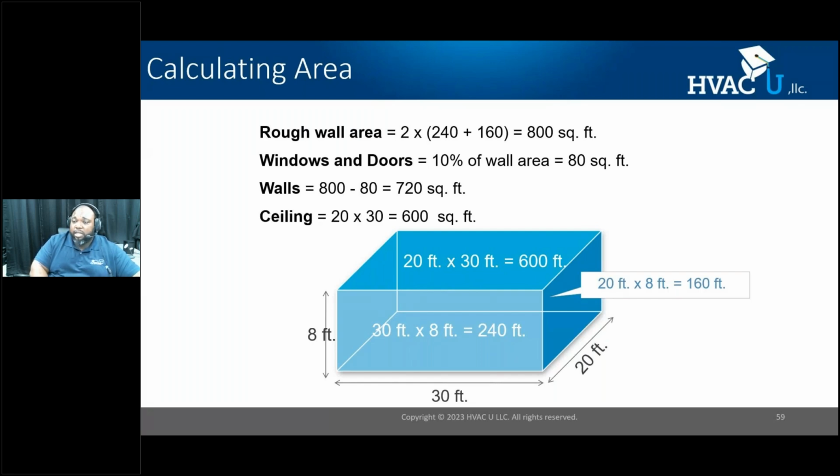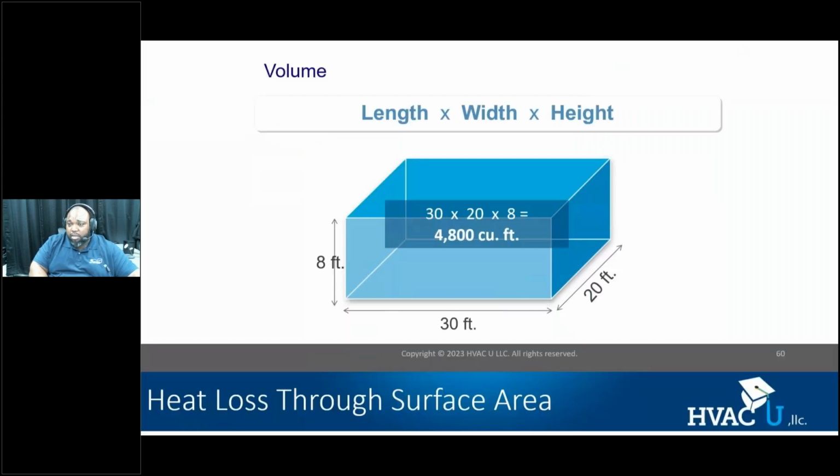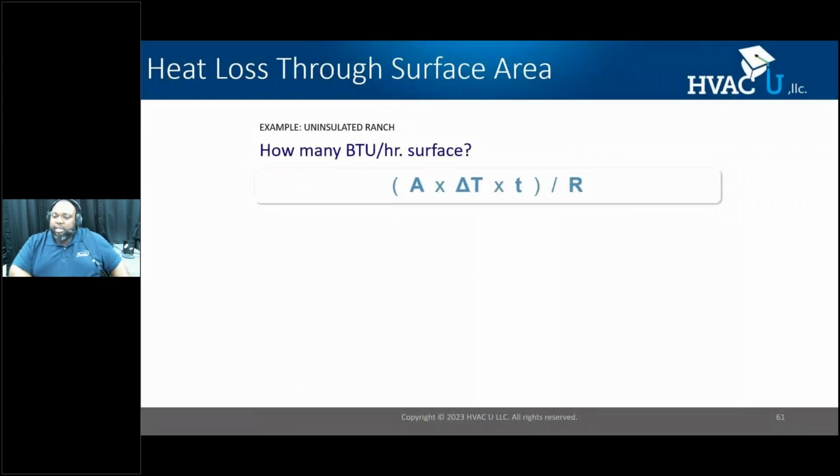All right. And then our ceiling is 20 by 30. So that's the actual number we're going to use for heat transmission through the ceiling. All right. So we're going to do our load calc. And our volume for this equation is going to be 4,800 cubic feet. And we're going to need that for our blower door measurements we're going to talk about here in a second. All right. So let's put it into the formula.